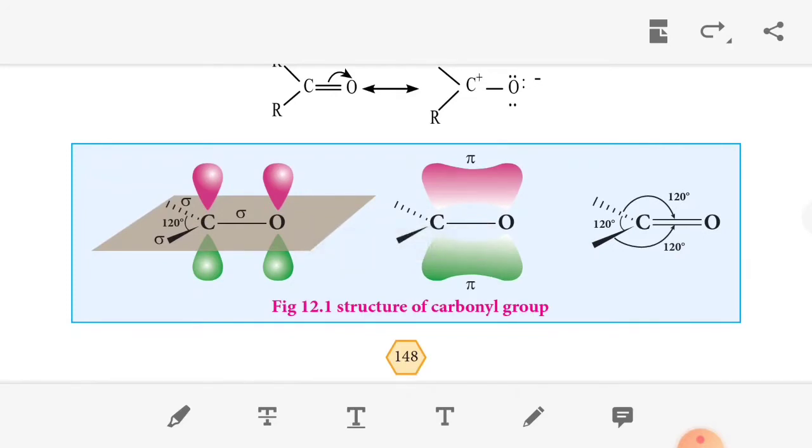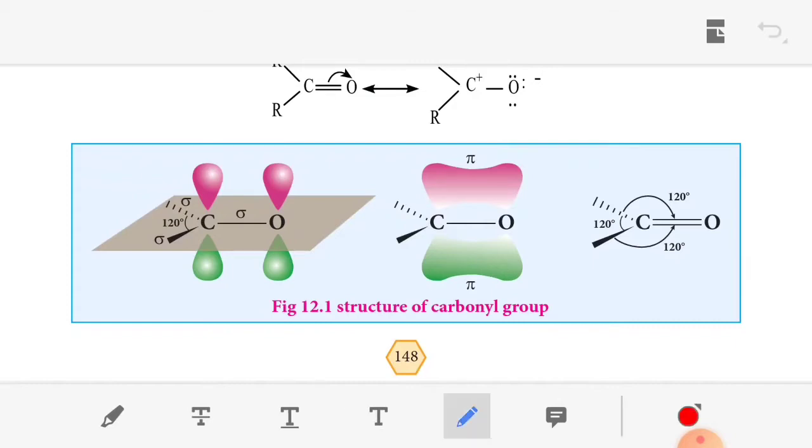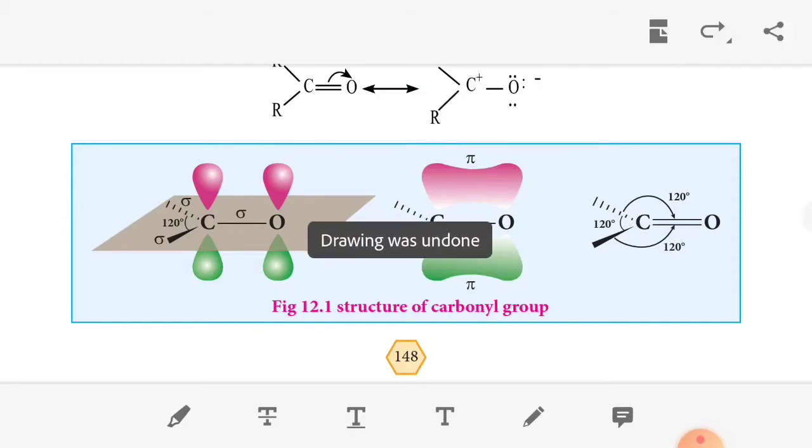So here there are 3 sigma bonds. The carbonyl carbon atom is sp2 having 3 sigma bonds and 1 pi bond. The 3 sigma bonds, 1, 2, 3, then the pi bond. The structure is trigonal planar, and the bond angle is 120 degrees. This is the structure of carbonyl groups.